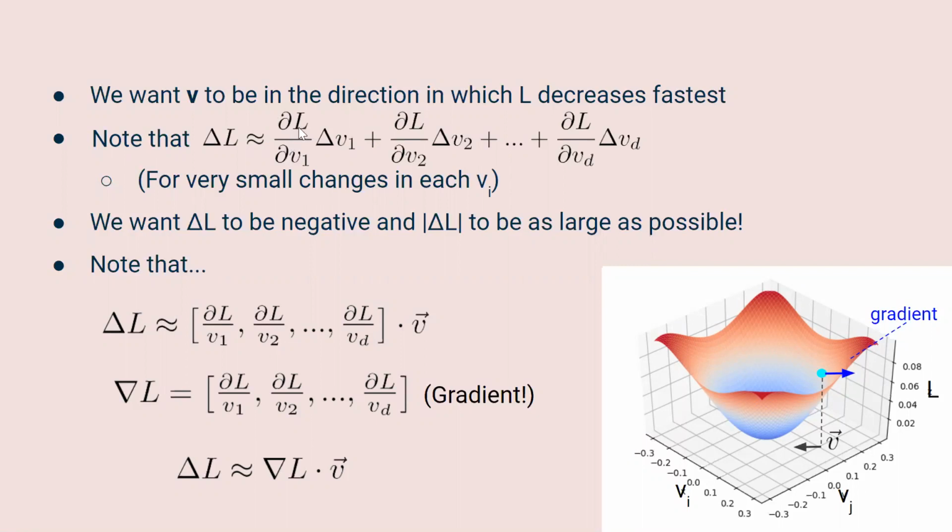And if you haven't taken calculus before, a derivative is just the slope. That's all it is. So basically what we're doing here is we're taking all these partial derivatives and multiplying them by the small changes that we make, right?